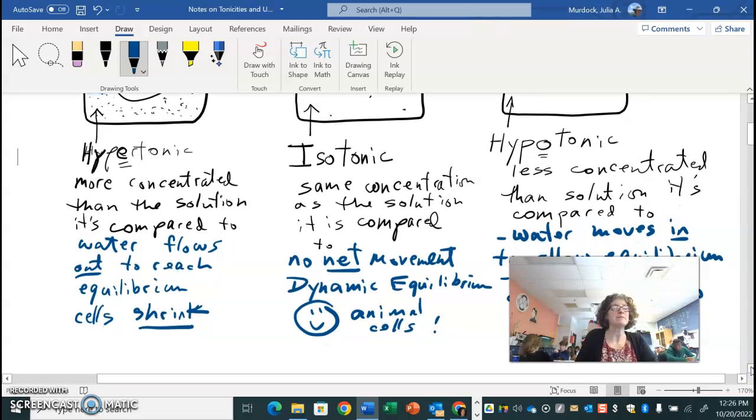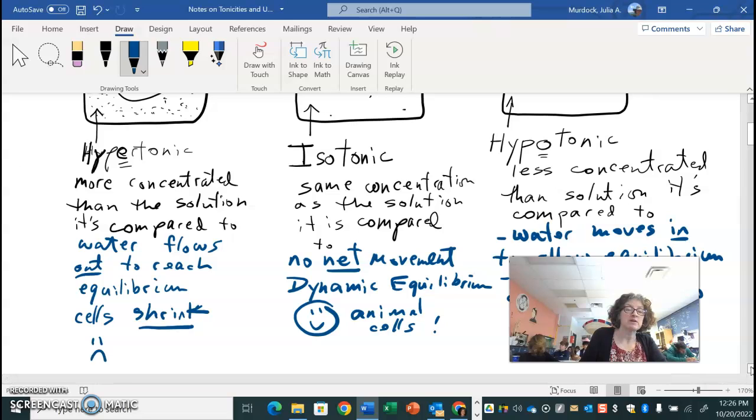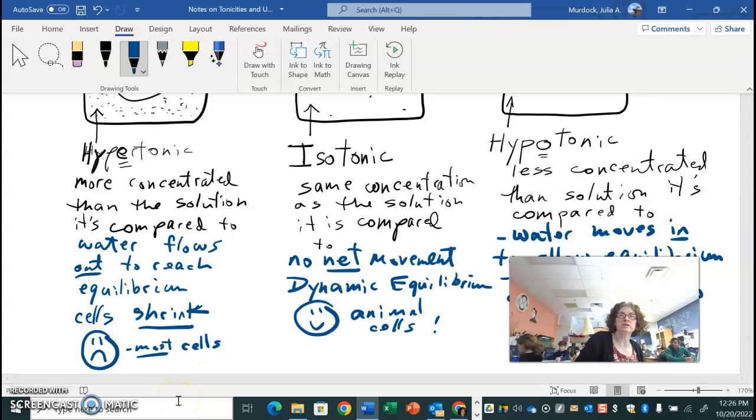Hypertonic situations are really bad. In fact, not just for animal cells. Most cells don't like this, whether animal or plant. Really, really salty water situations are bad news most of the time, except for specialized plants. Like if you've heard of the mangroves that live along the coast of Florida, and there's a lot of mangrove trees that live around the ocean, they're actually specially adapted to live in salt water. There aren't very many plants that can do that.